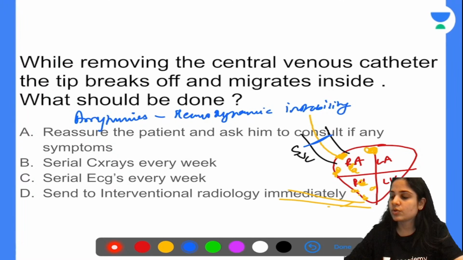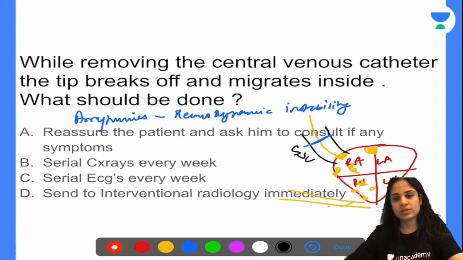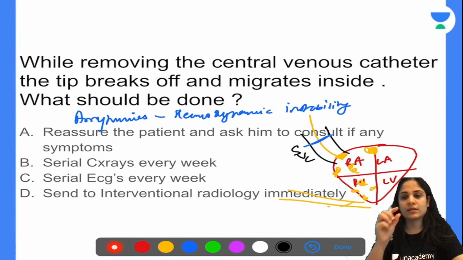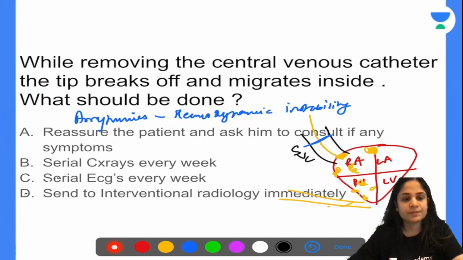So you cannot just leave it like that. You cannot just watch if it is causing complications or not and then accordingly take a call on what to do. You have to remove that part of the central line. So you can send the patient to interventional radiology and they will help in removing the central line tip that has broken off or the guide wire. All right. Okay. Next one.